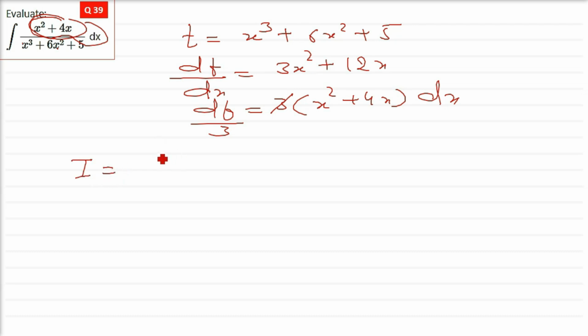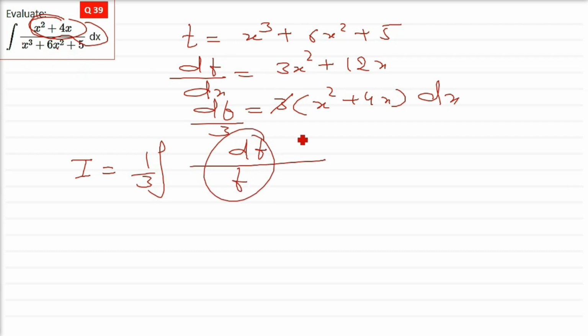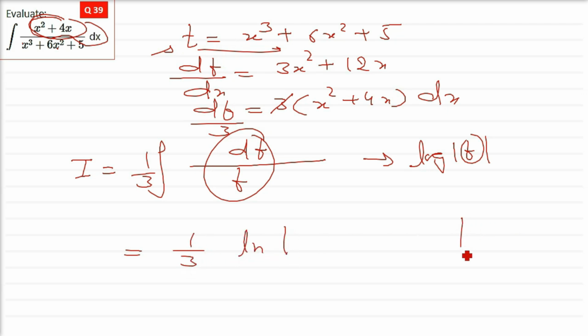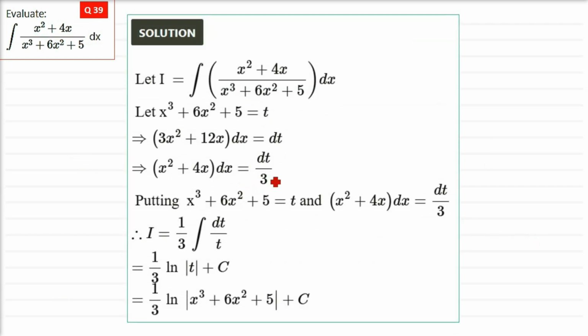So this integration will be the integration of dt by 3. 1 by 3 goes out. The denominator x cube plus 6x square plus 5 can be written as t. dt by t is simply the log modulus of t. t was earlier taken as x cube plus 6x square plus 5. So we'll just replace this t by this term and the final answer will be written. So 1 by 3 ln, log base e, inside the modulus, we'll write the original expression as t, which is eventually x cube plus 6x square plus 5, plus a constant of integration. So this is your final result. So this is the reference you can use.